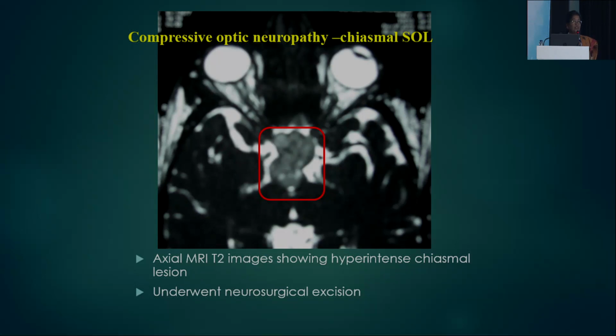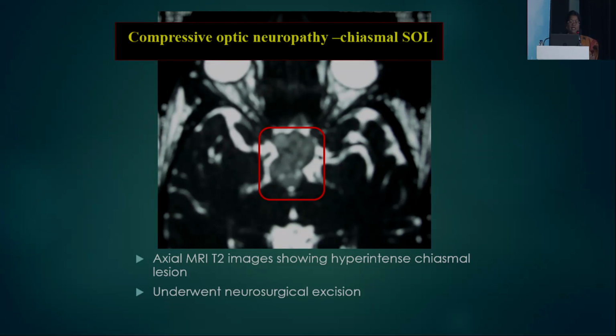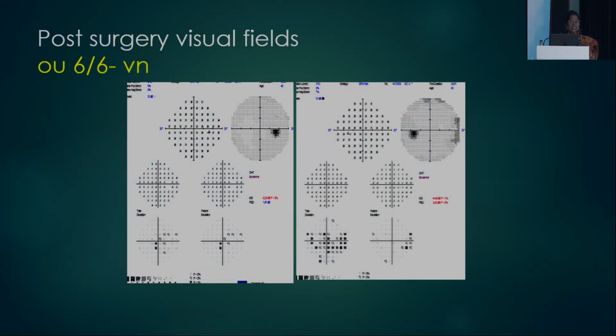So that gives you a clue to go ahead and probe with neuroimaging, and you have to ask for further neuroimaging and always prefer an MRI brain and orbit, because many times we may not get proper adequate cuts. And that's the lesion, and this is post-surgery. The same patient improved, with complete recovery of the visual fields.